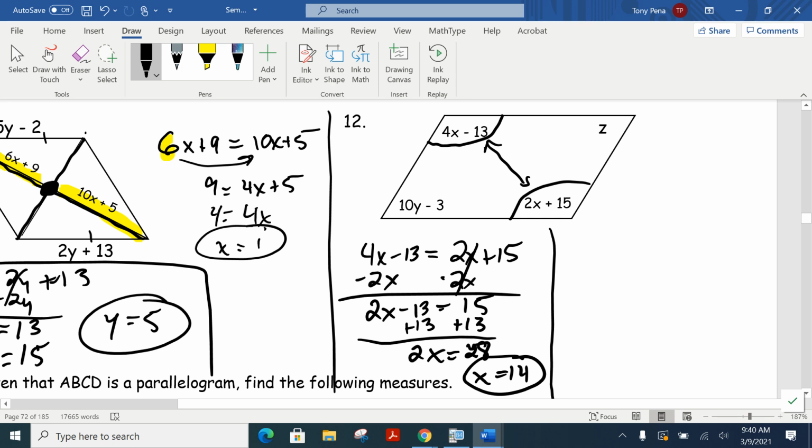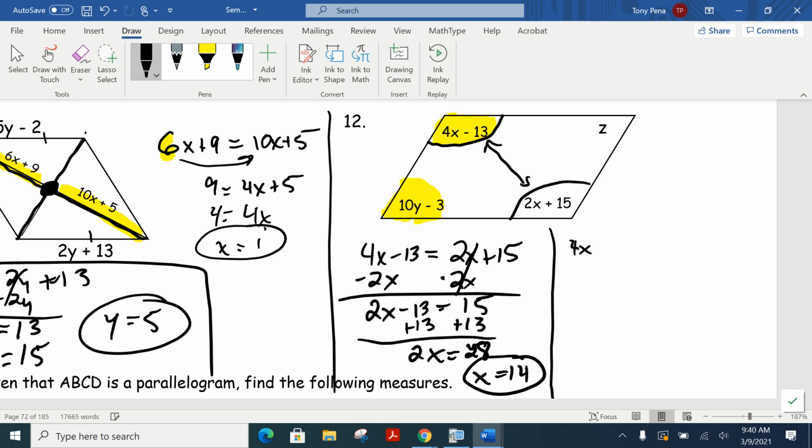Well, I noticed that 4x minus 13 and 10y minus 3 are consecutive. So we're going to add them together. Okay, so what Cam just said is that this angle here, 4x minus 13, and the 10y minus 3 are consecutive angles. So that means we should be able to add those together and set them equal to 180. Is that what you started to do? Yep. But if there's an x and a y, it's not going to work. So you're going to plug in x equals 14, you're going to plug that into 4x minus 13.